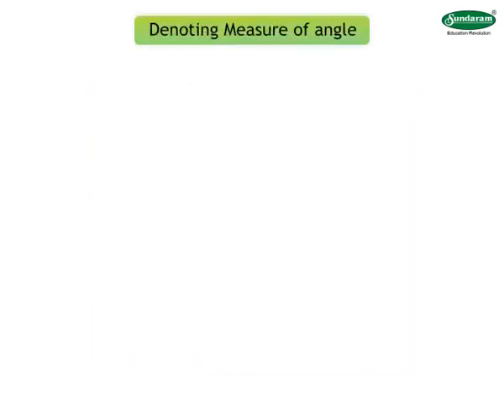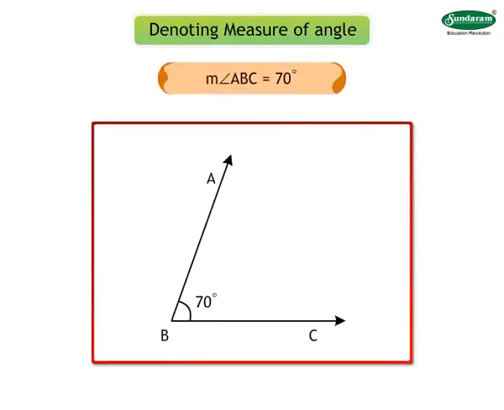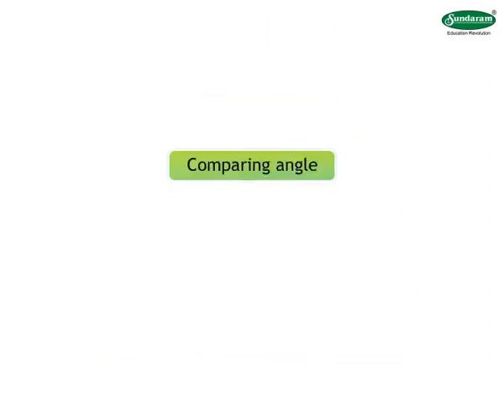Let us see how to denote measure of angle. The measure of angle ABC is 70 degrees. This is denoted in this way. How are angles compared?